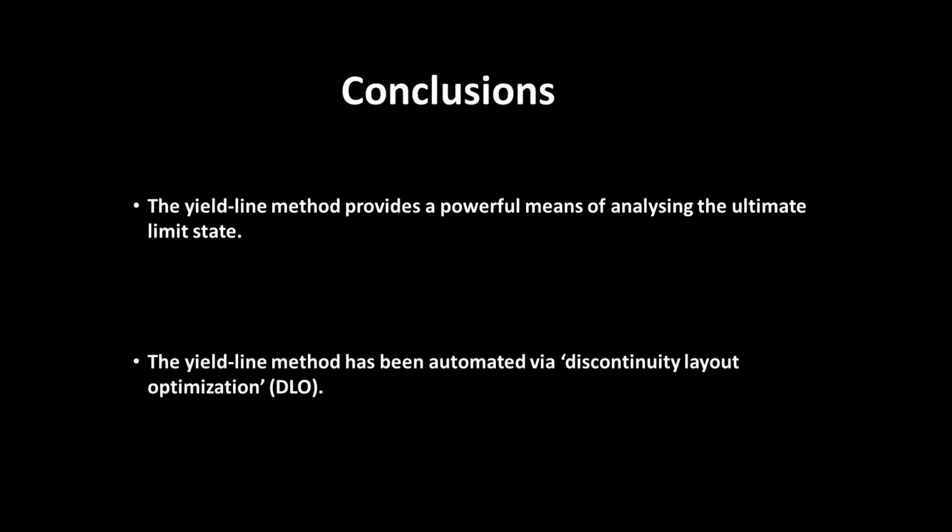In conclusion, what we learned is that the yield-line method provides a powerful means of analyzing the ultimate limit state. We have automated it using DLO, which is a linear optimization problem that is easy to solve. You can identify a wide range of different failure mechanism types automatically.